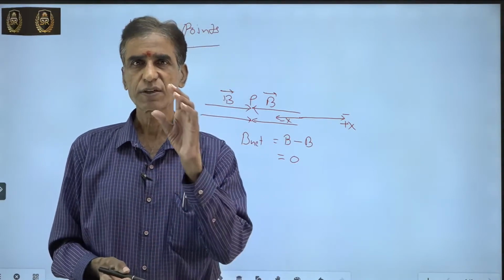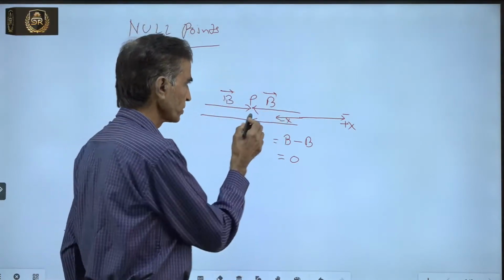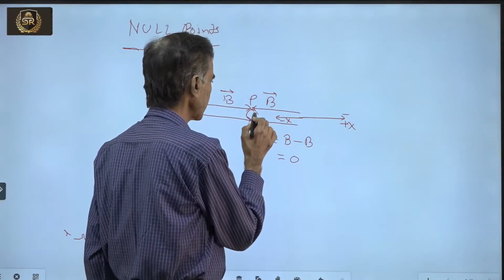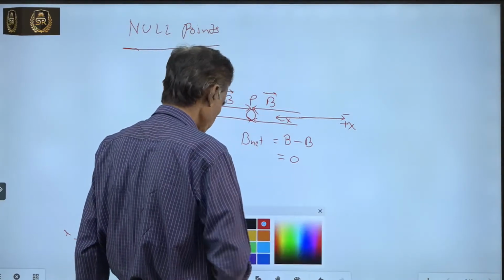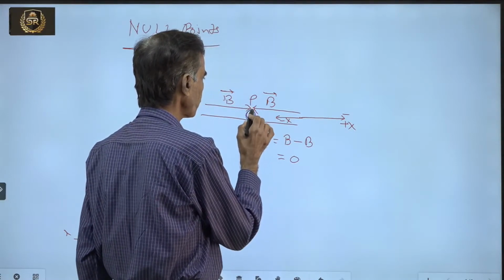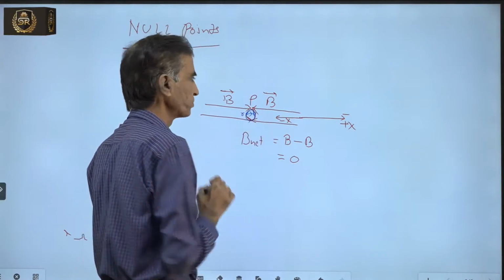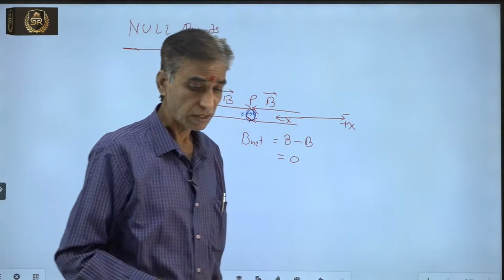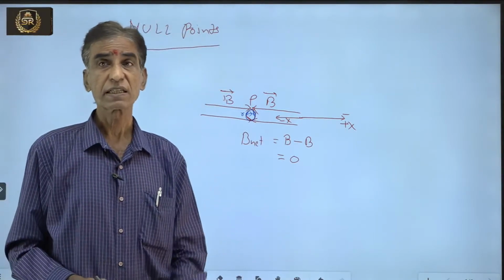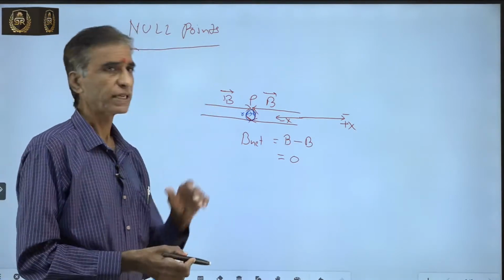That is, if we keep a magnetic needle at this point, then it will show zero deflection. That's why they are called zero field points or null points. Null means what? No deflection. That's why it is called null points.